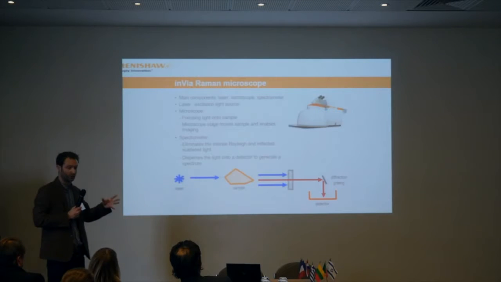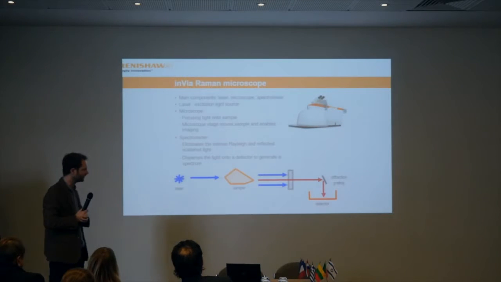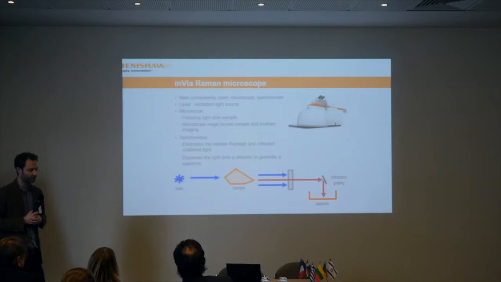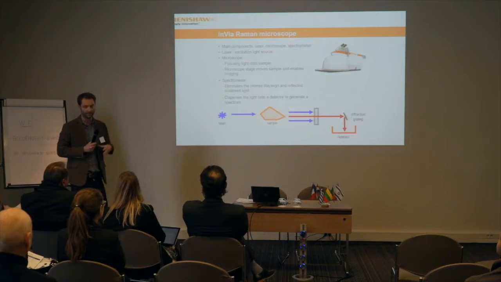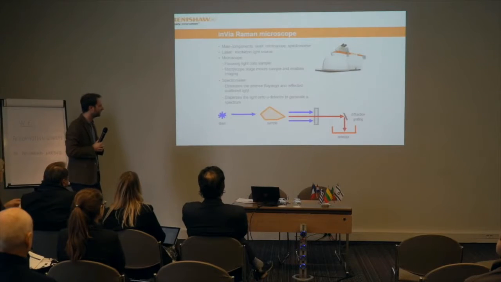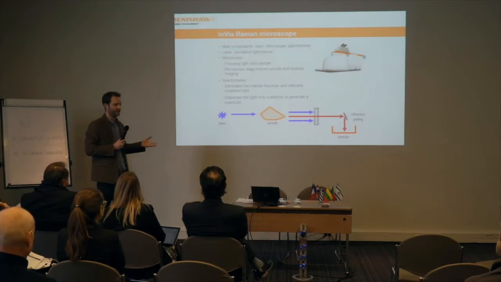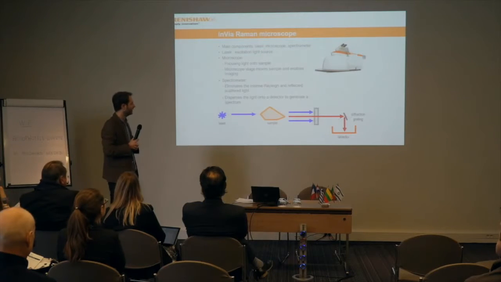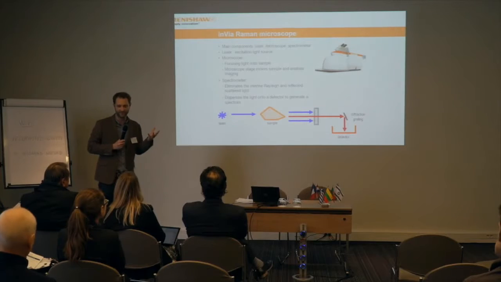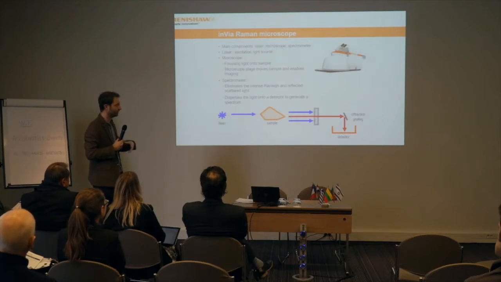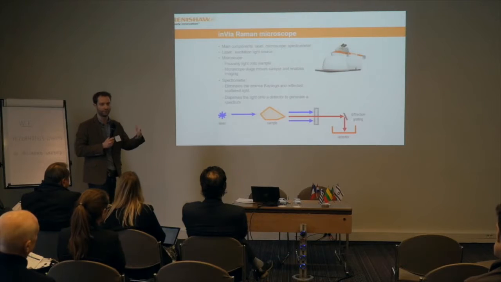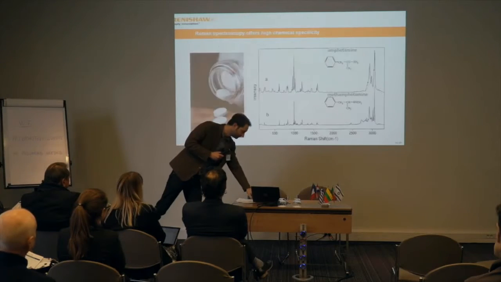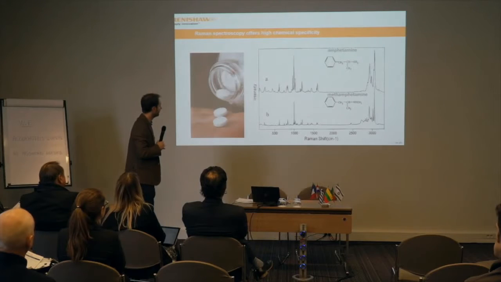You need a microscope to focus the light onto a very tiny spot. With the microscope, you might also want to couple it to a mapping stage to create imaging. The spectrometer is used to eliminate the laser light through Rayleigh filters, because the laser light is so much more intense than the Raman signal, you need to eliminate it to measure the Raman. It also disperses the light onto a diffraction grating to generate a spectrum by measuring on a CCD detector.